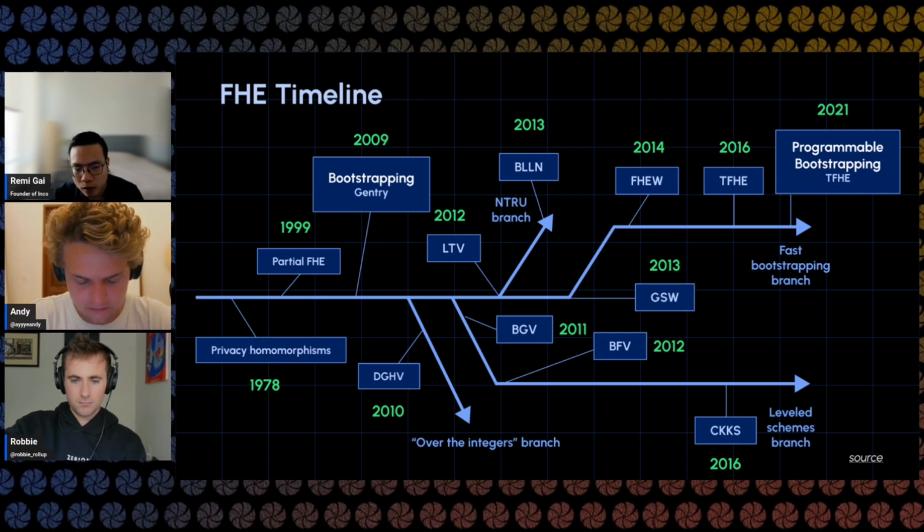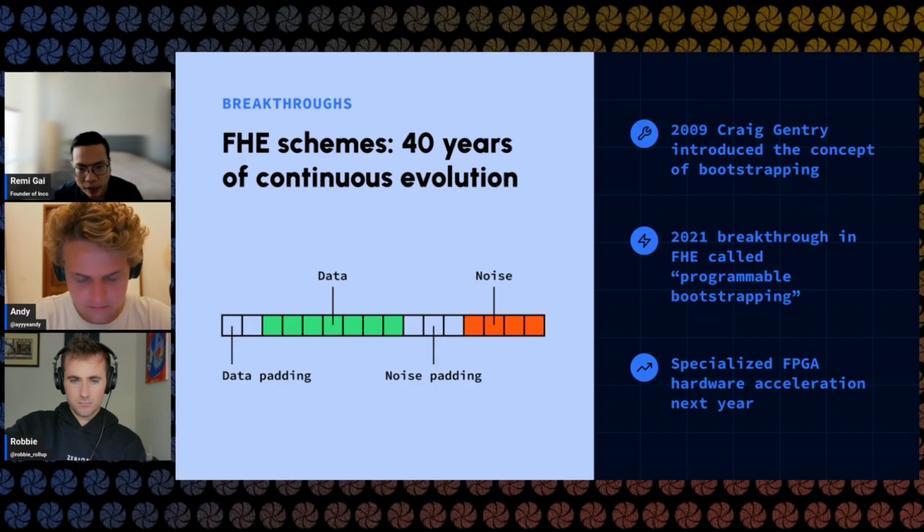And then the first, I would say, realistic proof that this was somewhat feasible was towards the end of the 90s with partial homomorphic encryption, where you could do simple additions. And the breakthrough was done by Pascal Paillier, a legend in the space. And the next breakthrough really came much later, back in 2009, where Craig Gentry introduced this concept of bootstrapping.